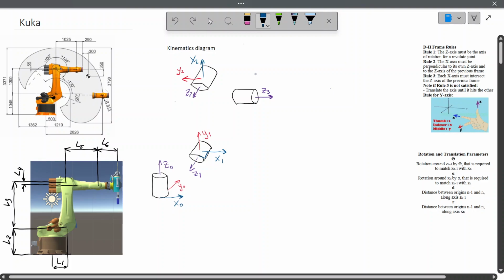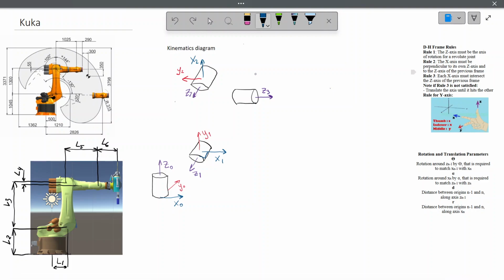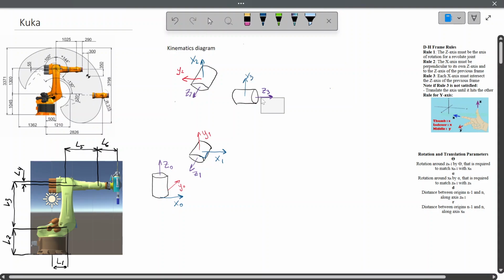So here we have the note. If these rules are not satisfied, we need to translate the axis until it hits the other. So here, for example, if we want to draw x3, then we need to shift this part to the previous axis until it hits the previous one.